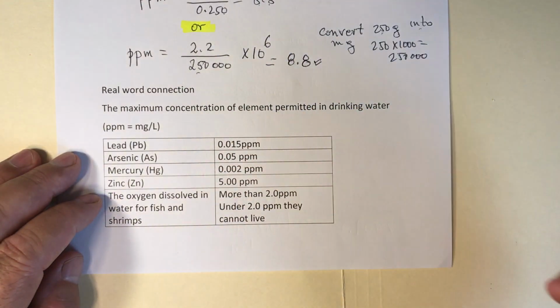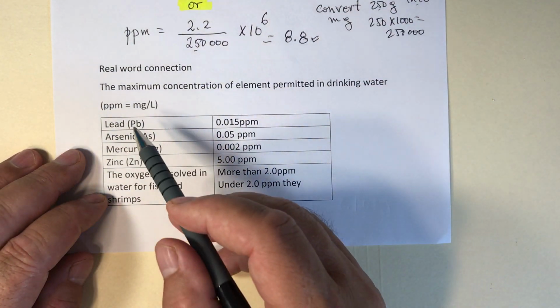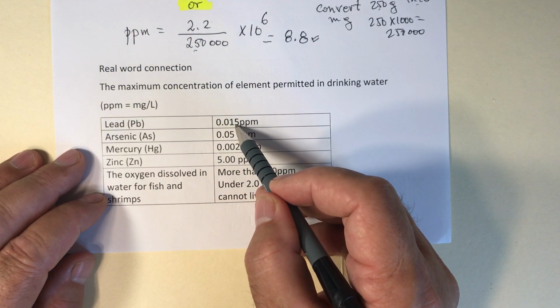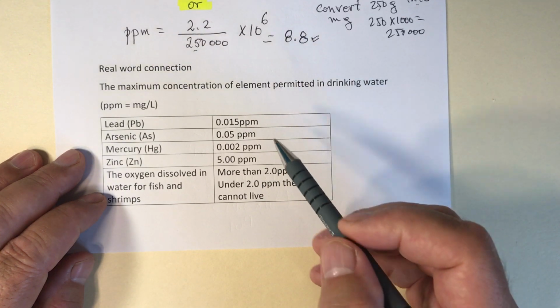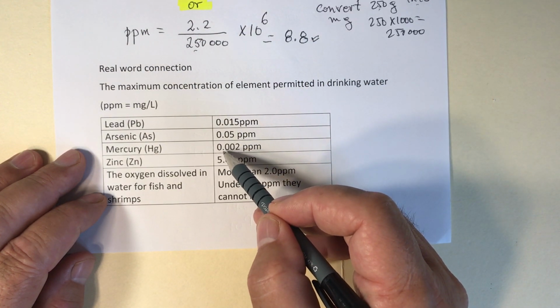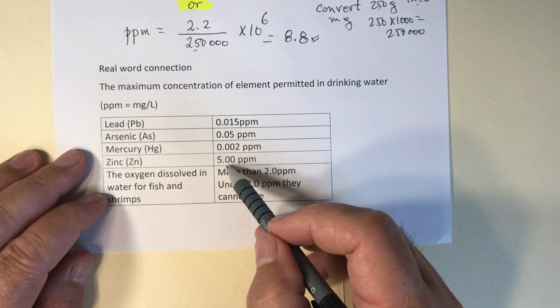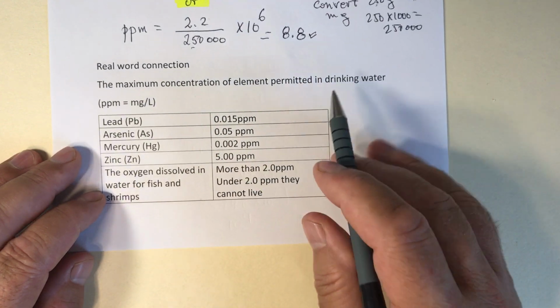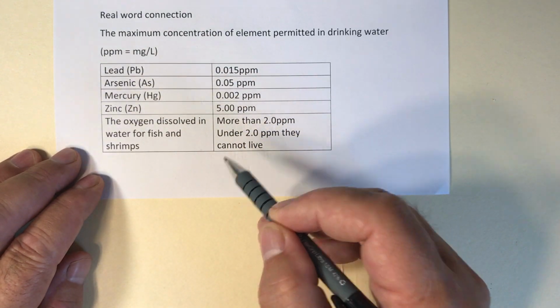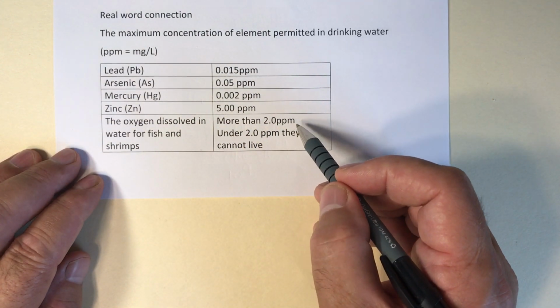Some real-world connection here. Lead must not be over 0.015 parts per million in drinking water. Arsenic 0.05. Mercury 0.02. Zinc 5.00 parts per million. The oxygen dissolved in water for fish and shrimps should be more than 2.0 parts per million, and so on.